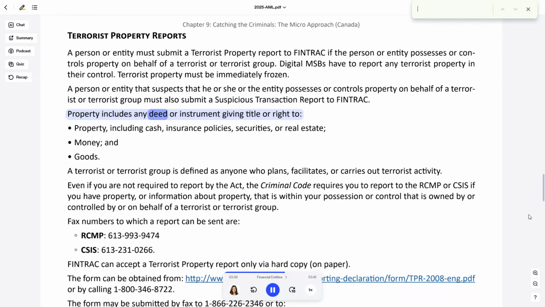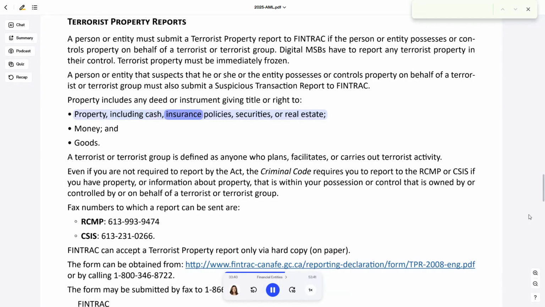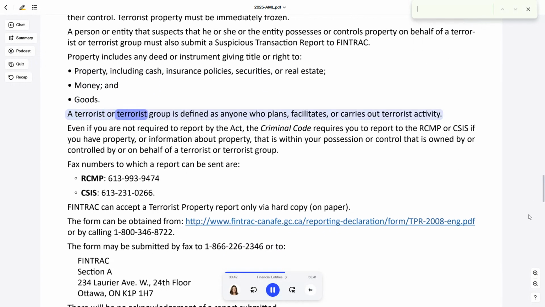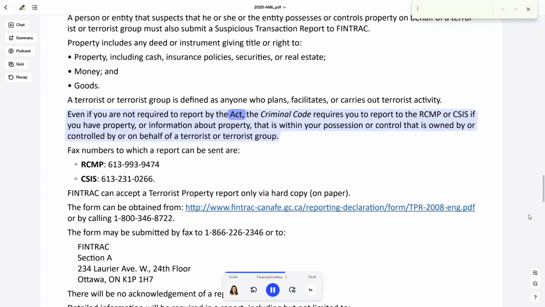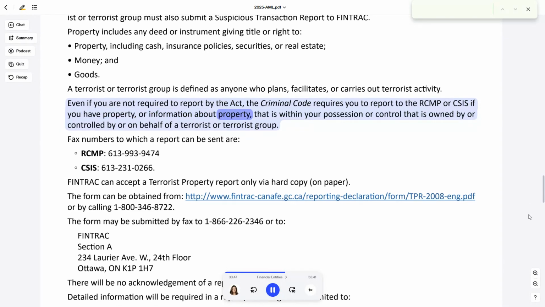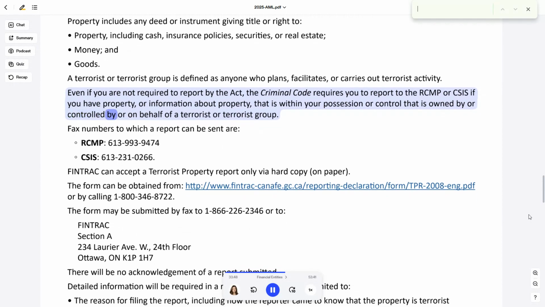Property includes any deed or instrument giving title or right to property, including cash, insurance policies, securities, or real estate, money, and goods. A terrorist or terrorist group is defined as anyone who plans, facilitates, or carries out terrorist activity. Even if you are not required to report by the Act, the Criminal Code requires you to report to the RCMP or CSIS if you have property or information about property that is within your possession or control that is owned by or controlled by or on behalf of a terrorist or terrorist group.